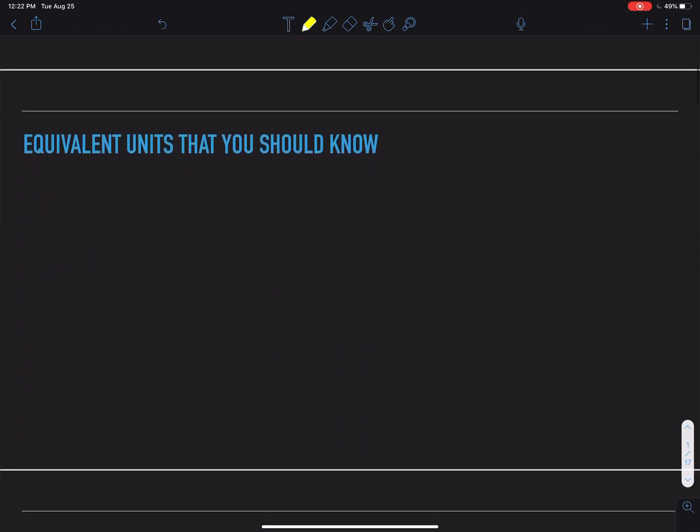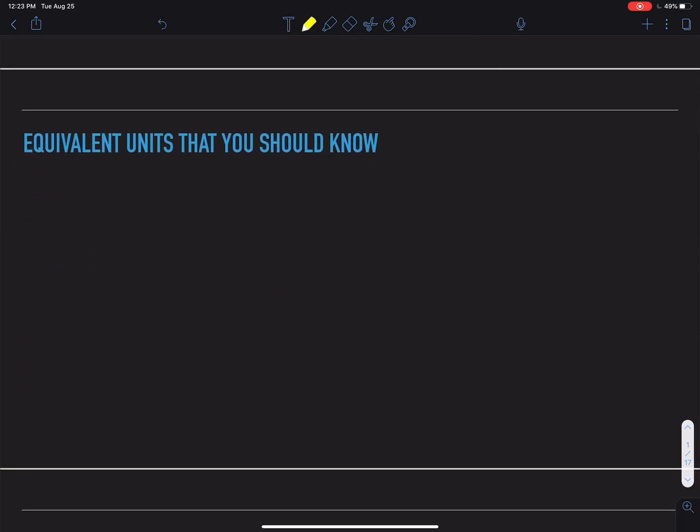So, equivalent units that you should know. First, you should know that 5,280 feet equals 1 mile. And again, if you don't remember these things, make sure to write it down, because when you write something down, you're much more likely to remember it again in the future. So 5,280 feet is 1 mile.